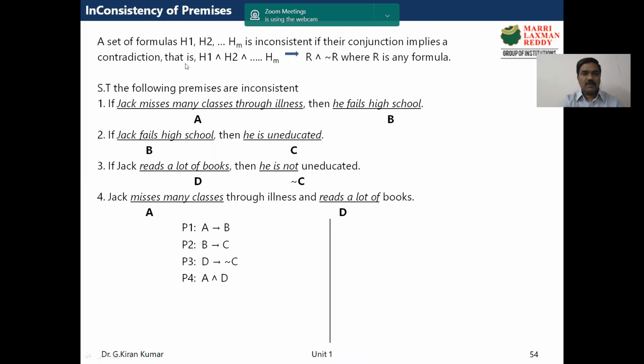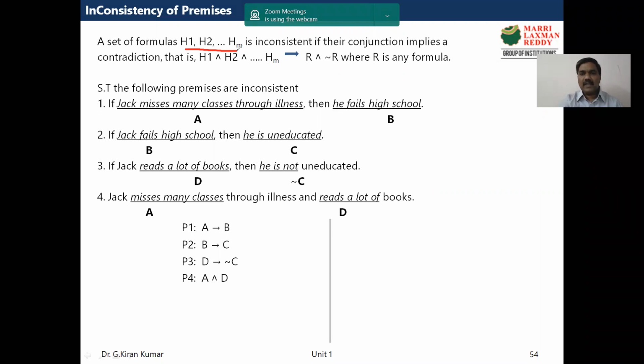As per the definition, we say the set of formulas H1, H2, and so on, Hm are inconsistent if their conjunction implies a contradiction. That is, if H1 and H2 and so on, Hm imply any contradiction statement of the form R and negation of R, where R is any formula. Here, formula means a well-formed formula. So please recollect, propositional function and well-formed formula are the same.